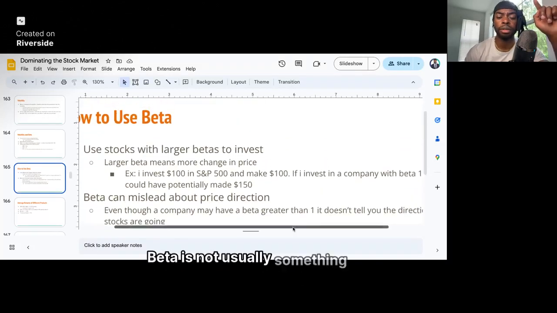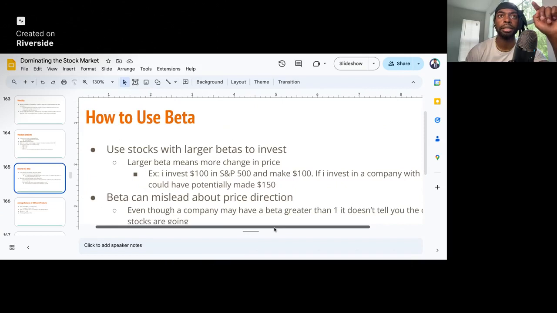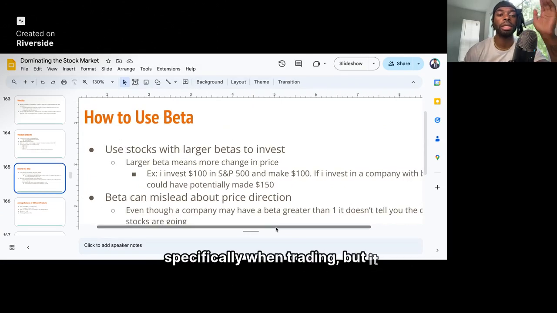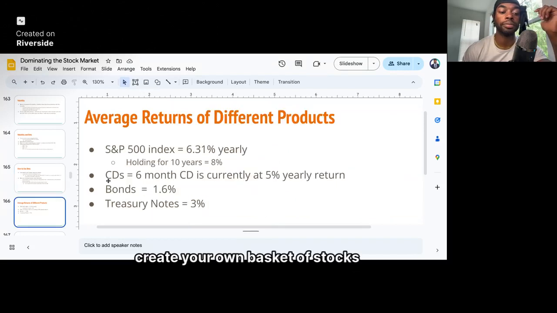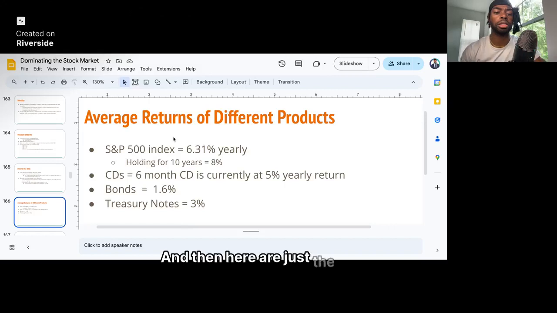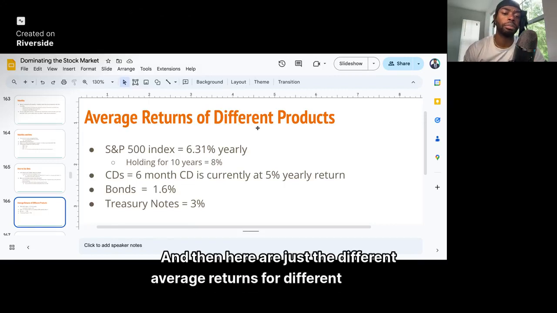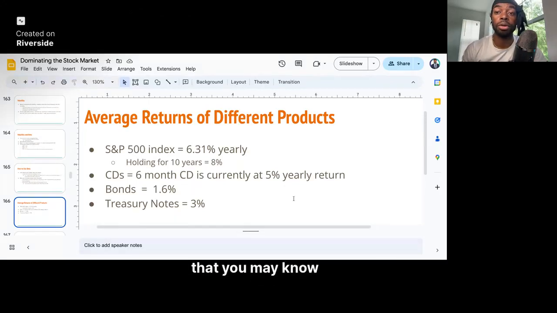Beta is not usually something that a lot of people look at specifically when trading, but it is something to keep in mind when you want to create your own basket of stocks. And then for your portfolio. And then here are just the different average returns for different products that you may know about.